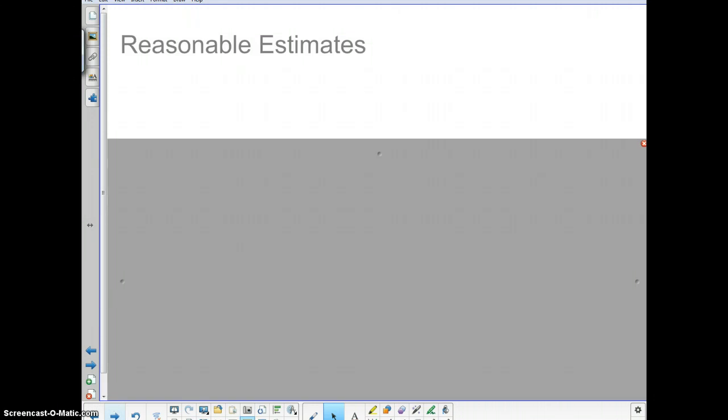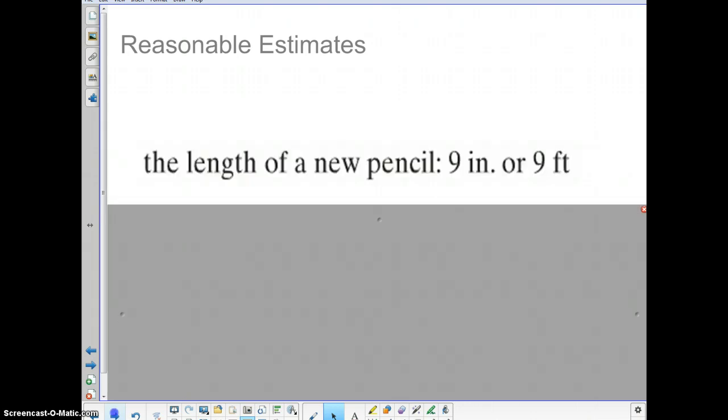Now, I just want to go over some reasonable estimates. A lot of the times what's going to happen is you are going to be given two options, and then you need to choose the right estimate for that. Okay, so I'll give you a little bit of time to write that down. I want you to write in your notebook the length of a new pencil, 9 inches or 9 feet. This is a rather simple problem for a lot of you. Obviously, a pencil is not 9 feet long, but it would be 9 inches.